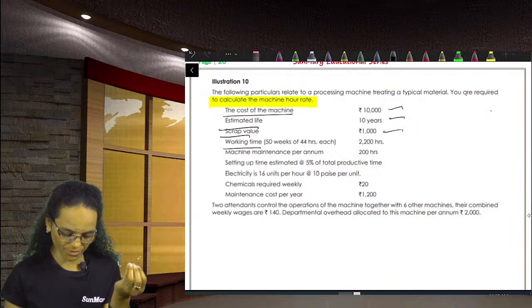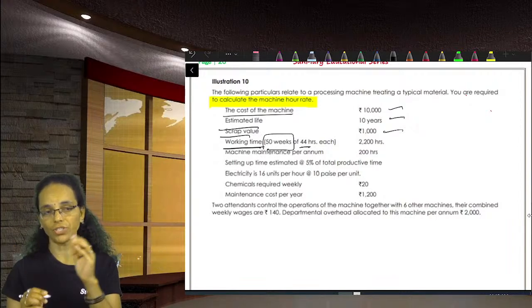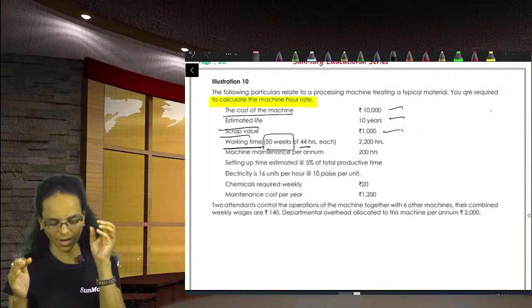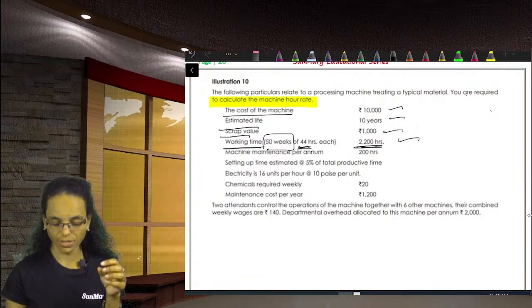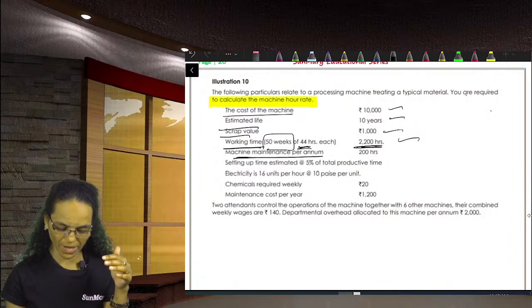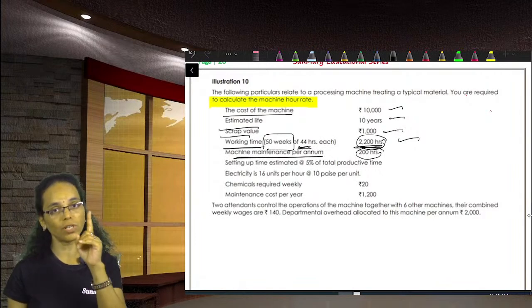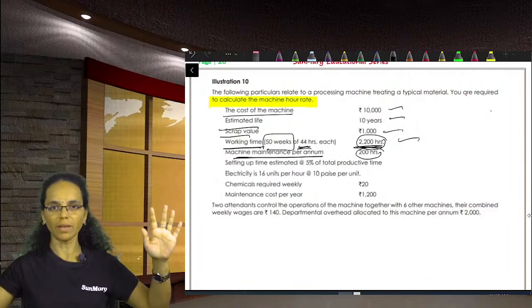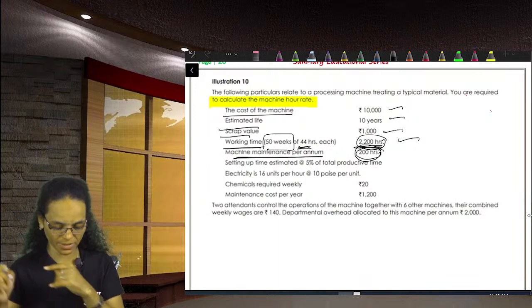Working life or working time, we have 50 weeks of 44 hours each. 50 weeks we are working and in a week 44 hours working. Totally working hours this much per annum. Machine maintenance per annum is 200 hours. See, totally it is working for 2200 hours. The entire machine is working, but in this 200 hours are relating to the maintenance.